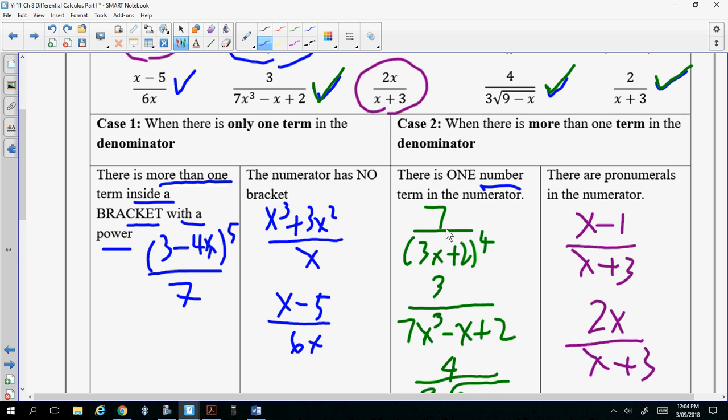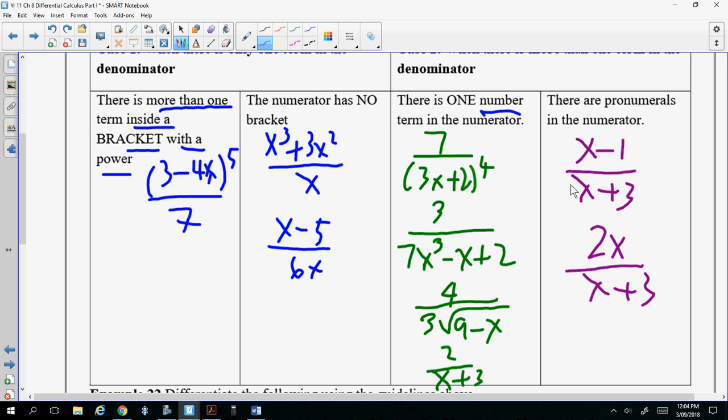So there are 4 different types. Not all of it is quotient rule. I'm going to show you. Only the last one uses the quotient rule. These ones can be done without the quotient rule. Okay, let me show you how.